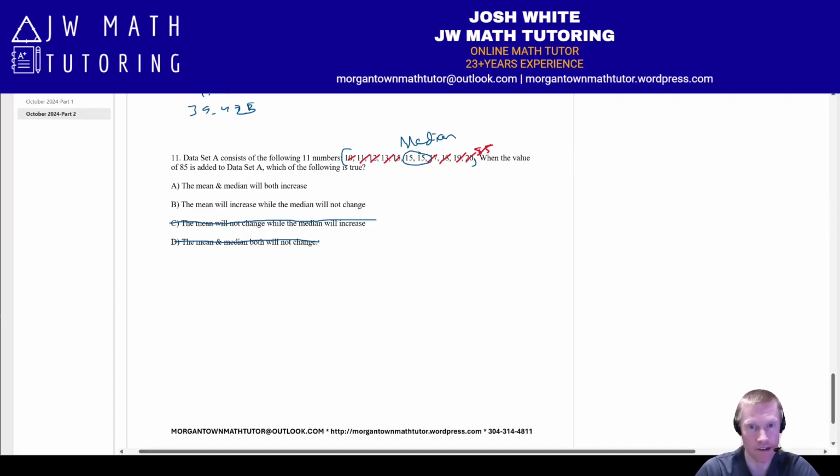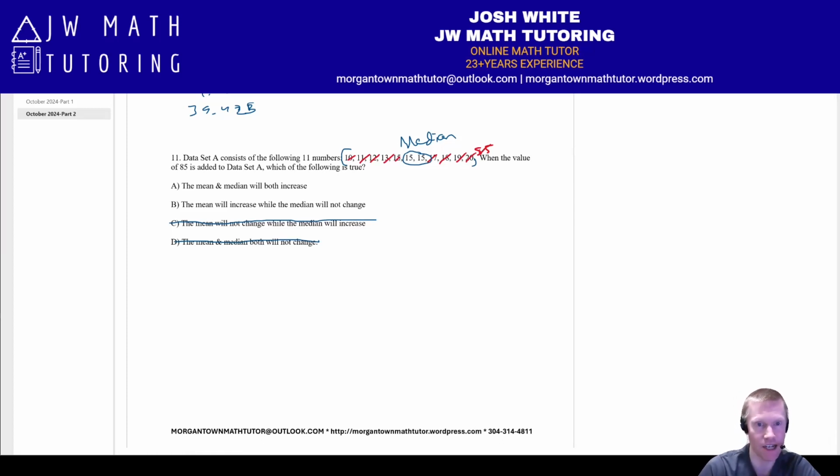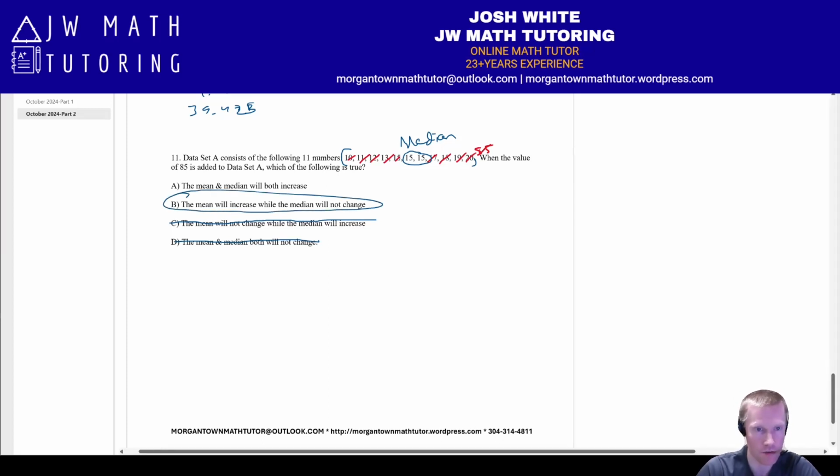So therefore, our median is the average of these two values. Let's just check again. 1, 2, 3, 4, 5. 1, 2, 3, 4, 5. Yep. So the average of these two numbers is just 15. Therefore, the median does not change. So the correct answer for this is going to be letter B.